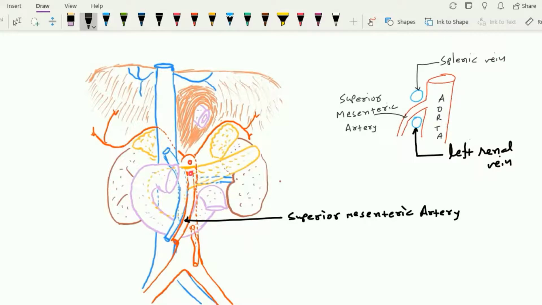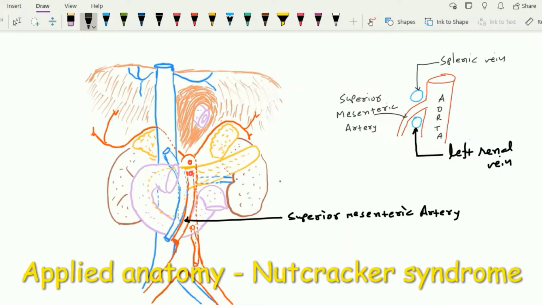Rarely, this disorder of the superior mesenteric artery may compress the left renal vein against the aorta, and this left renal vein may be compressed between the superior mesenteric artery from the front and the abdominal aorta from behind. This syndrome is called the nutcracker syndrome.